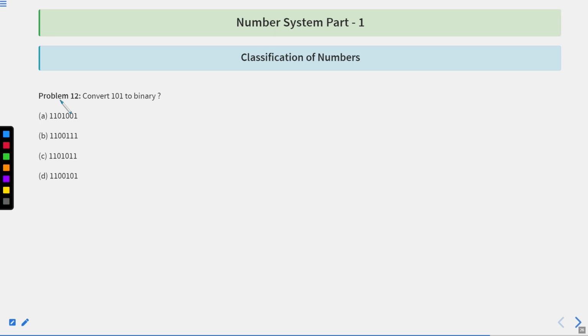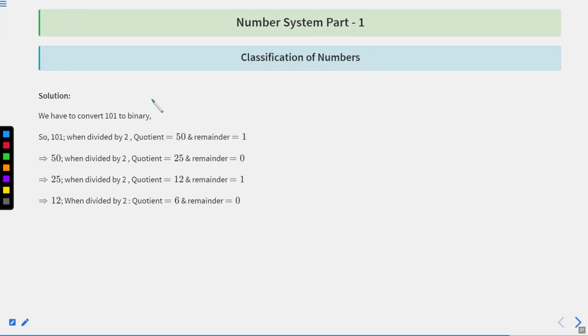Now, moving on to problem number 12. Convert 101 to a binary number. In problem number 11, we converted a binary number to a decimal number. Now we have to convert a decimal number to a binary number. So let us see how we do it. We have to convert 101 to binary. So 101 we divide by 2. When divided by 2, the quotient is 50 and the remainder is 1.